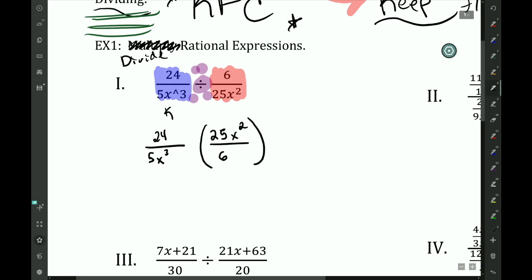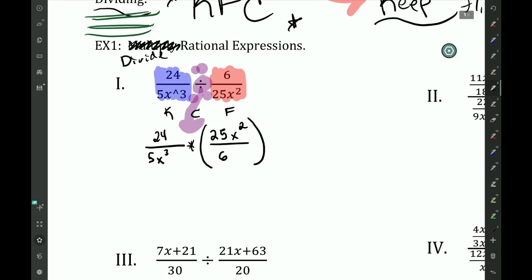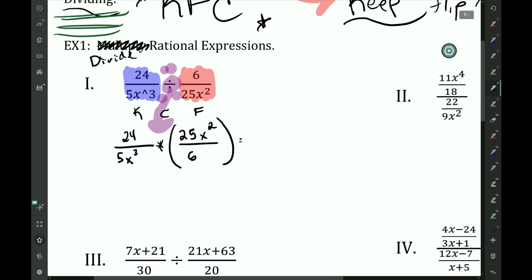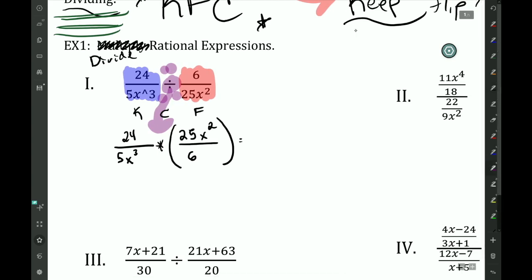And then the last little bit here is the purple sign that was dividing. I'm going to change it to multiplication. That was my keep, that was my flip, that was my change. KFC, KCF, whatever you need to do. Now, from here, it's just like multiplying, just like yesterday. So once we are multiplying, we can see if anything's going to cancel out.